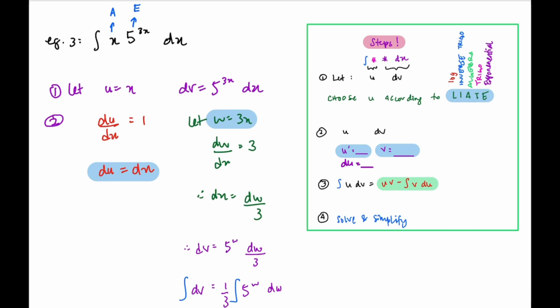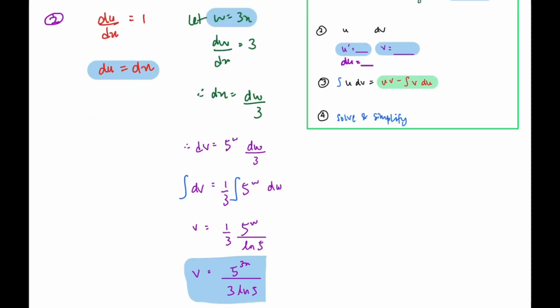Alright. So now let us use substitution first because 3x here is not one variable. So let w be equal to 3x. So dw over dx is just 3. Therefore, dx is dw over 3. Okay, let's just cross multiply this one. Therefore, we can rewrite dv as equal to 5 to the power of w, and dx here, just write it as dw over 3.